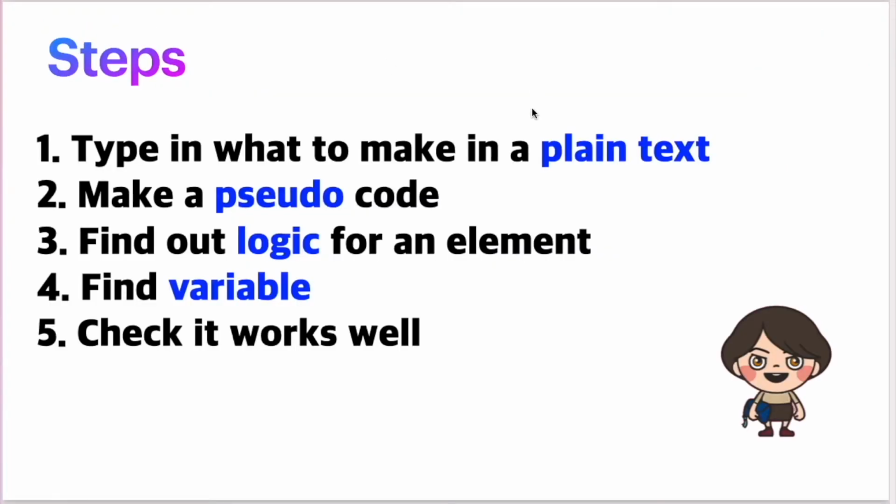To help you understand well, I will show you a little bit how programmers prep before coding. I will do these 5 steps. Step number 1, type in what to make in plain text. Number 2, make a pseudocode. Number 3, find out logic for an element. Number 4, find variable. And number 5, finally check it works well in Scratch.